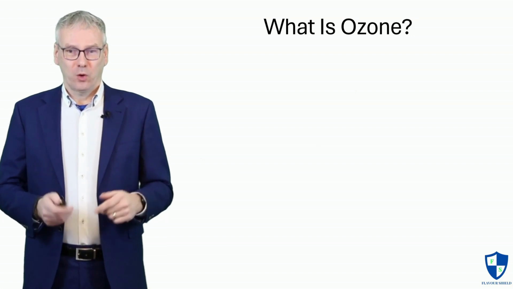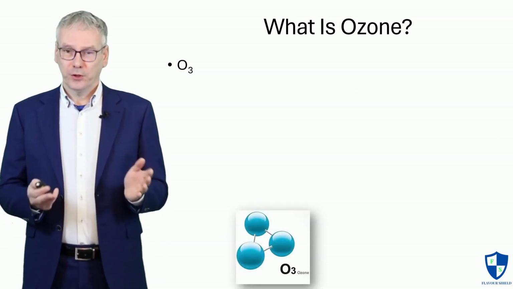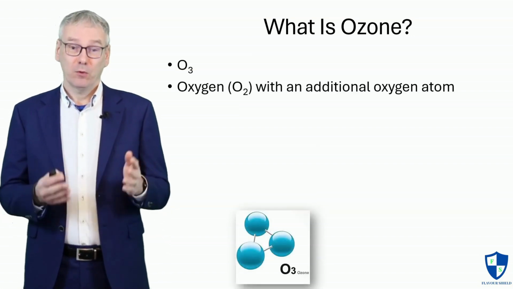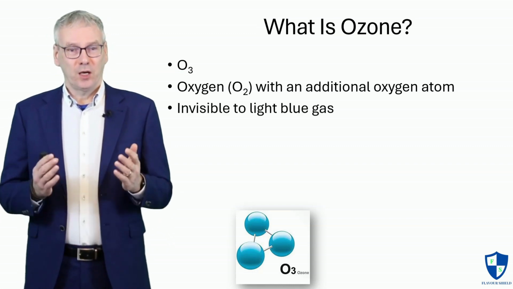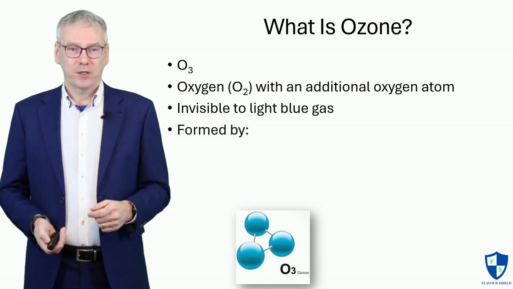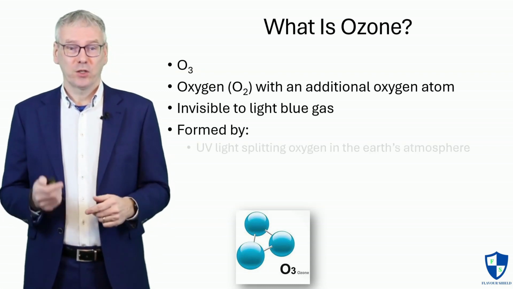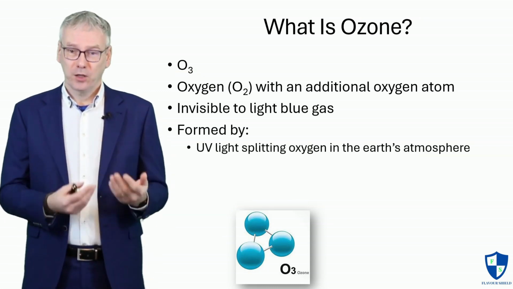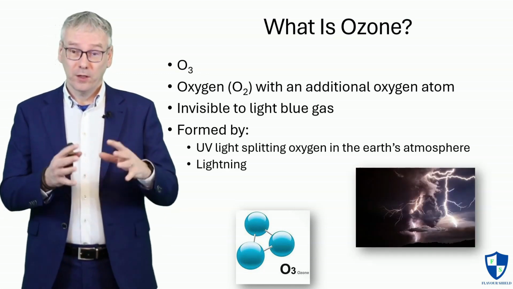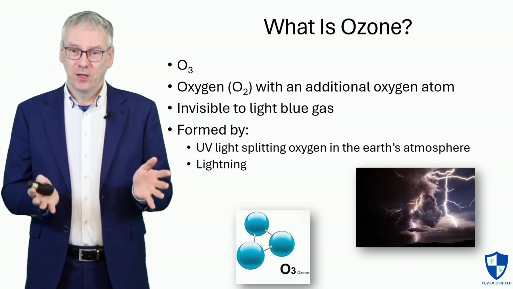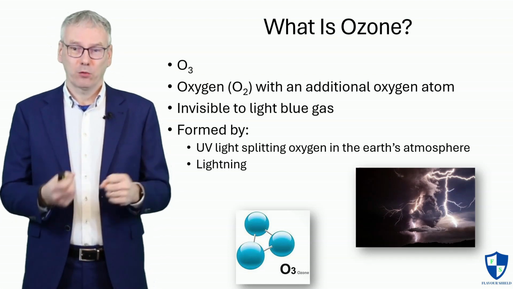So what is ozone? Ozone is O3, so to say, and that is oxygen, O2, with an additional oxygen atom. Ozone is an invisible to light blue gas, which is formed by various processes. For instance, UV light splitting oxygen atoms in the Earth's atmosphere, and that's how we get the ozone layer. Or it is created around lightning. And this is linked to the more man-made ways of creating ozone.